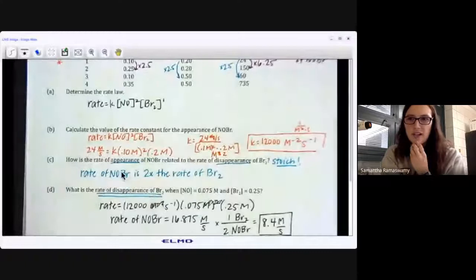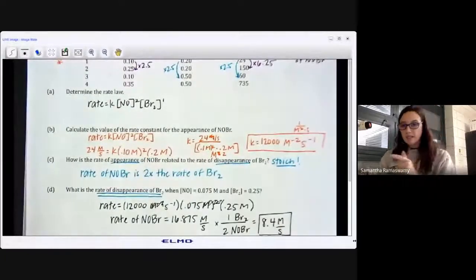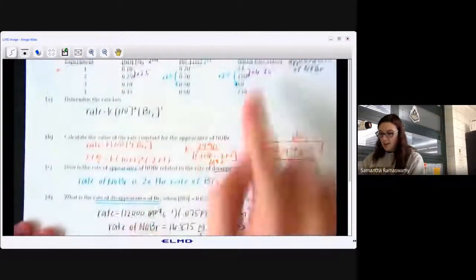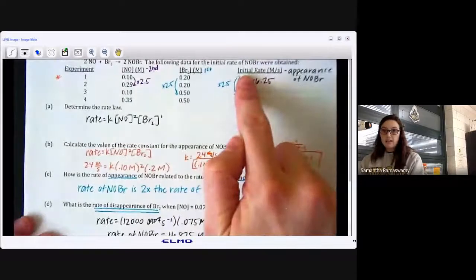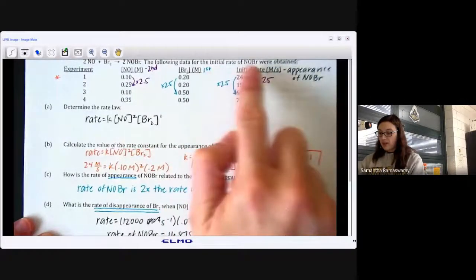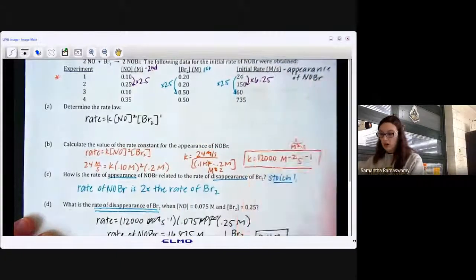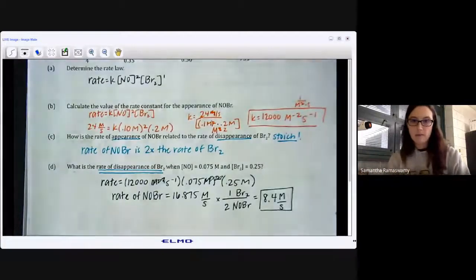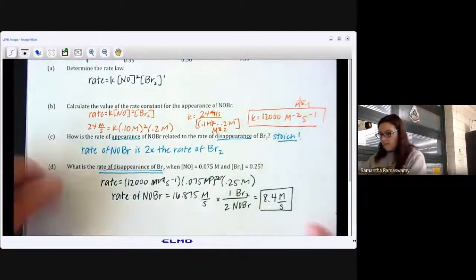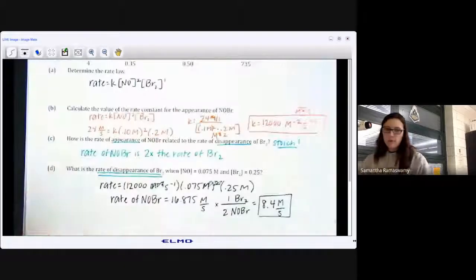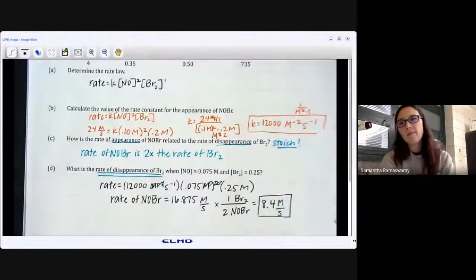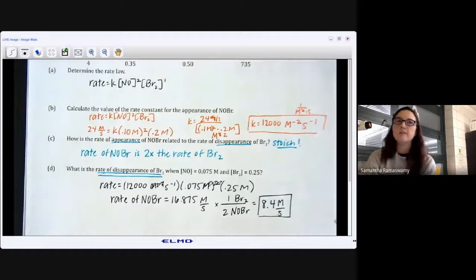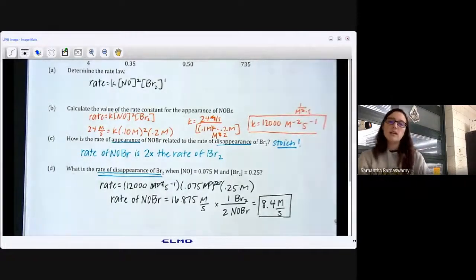So that's tying in rate laws and paying attention to what the rate is. This rate, it said it was the initial rate of NOBr. So that was the appearance of NOBr. And then it was just taking it a step further with the rate of disappearance. There is one more example. We're not going to worry about that one. That is looking at lots of algebra. So we might worry about that one later. Like that might be a review for right after break.